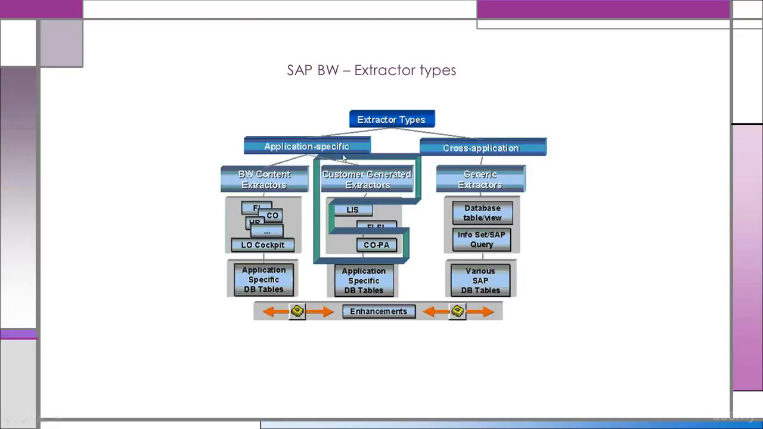When you come to application specific, it's again divided into two different types. One is a BW content extractor, the other one is a custom generated extractor. So let's see what a BW content extractor is. For example, if you are working as a BW developer or architect in a company, and they ask you to extract financial data from ECC into business warehouse.